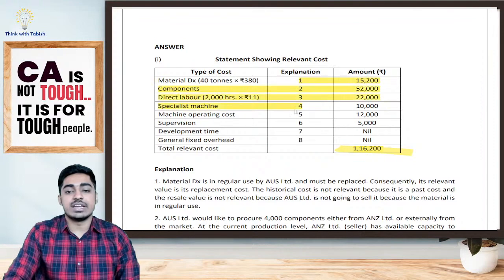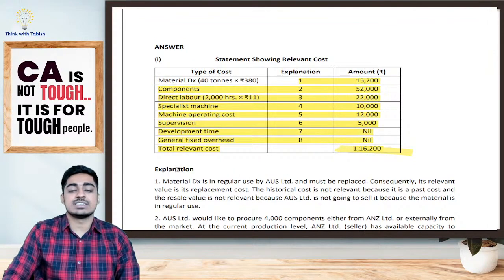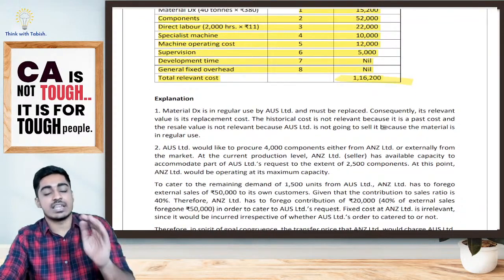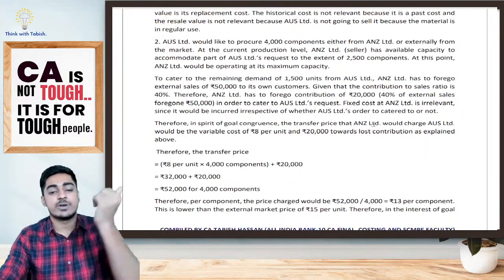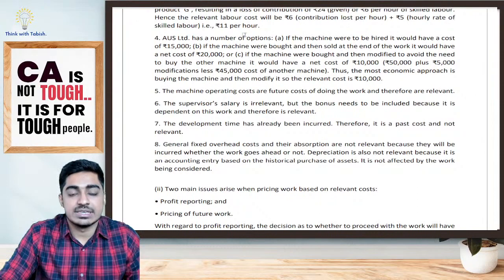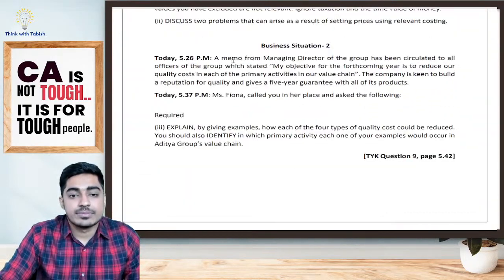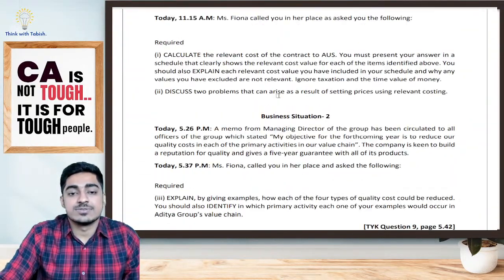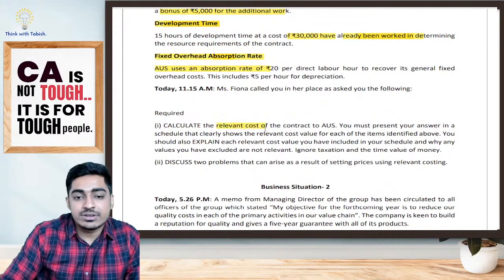Okay, for every item they've given explanation 1, 2, 3, 4, 5, 6, 7, 8. What is relevant, how much is relevant, why it is relevant, what is not relevant. Every explanation is given. This is what is required. Now, that was the first thing: calculate the relevant cost.